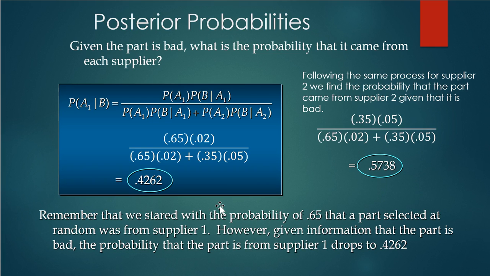Since we know that needs to add up together, we know this is going to be one minus that. The probability that it came from supplier two, given that it's bad, is going to be 57%. So here it is: the probability that it came from supplier one and it's bad is only 42%. Therefore, the probability that it came from supplier two and it's bad is 57%.